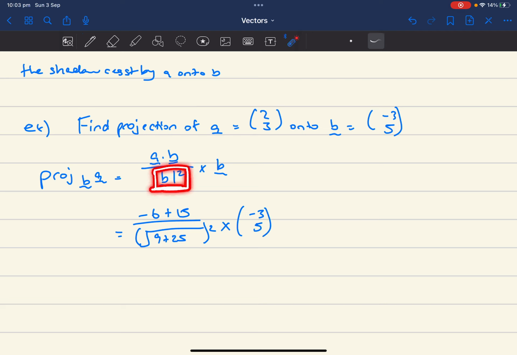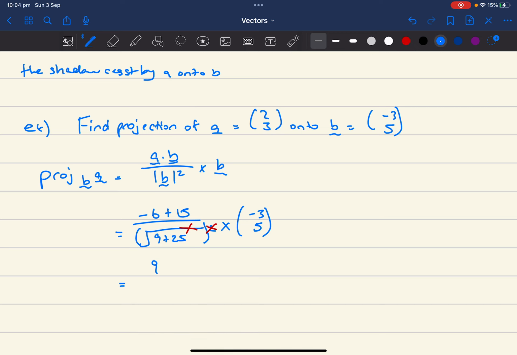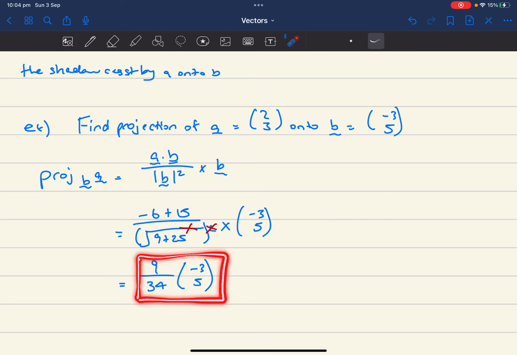So just be careful. This one, you're finding the actual length. This one, this B here, is the actual vector. I don't turn it into a length, right? And you can see I have a square root and a square here, which in this case would cancel out, right? And you're left with negative 6 plus 15, which gives you 9. And on the bottom, you get 34, times (negative 3, 5), right? And that's what your answer for the projection would be.